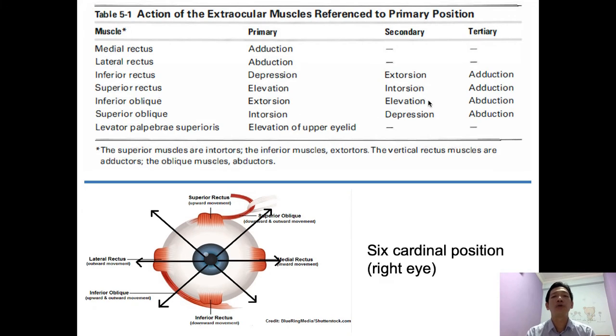So how do you really remember that? There are many ways. The easier way is to memorize it. The other way is over here: you have to remember the superior muscles are all intorsion. That's why your superior oblique and superior rectus are in intorsion. But you know that for the oblique muscles, torsion is the primary action first. For the superior rectus muscle, the intorsion becomes secondary. The inferior muscles are extorters, as mentioned. The vertical rectus muscles are all adductors, and the oblique muscles are all abductors.